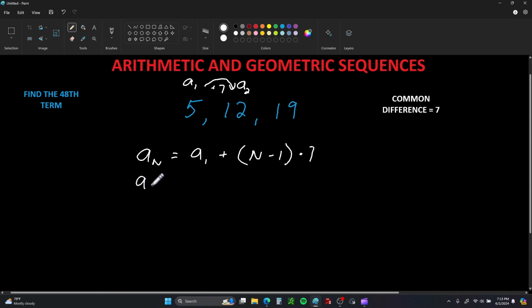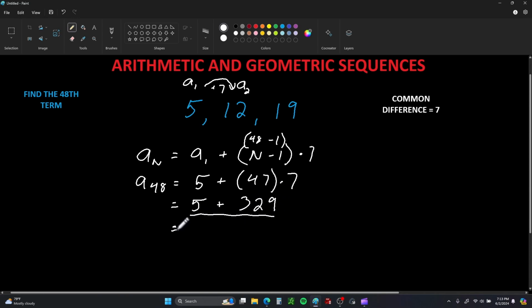So I want to find the 48th term. I'm going to add the first term to 48 minus 1, so this is 47 times 7. I'm adding 7 47 times to the first term to get the 48th. So 5 plus 329, then I add these for the next line, and I get 334. That is the 48th term.